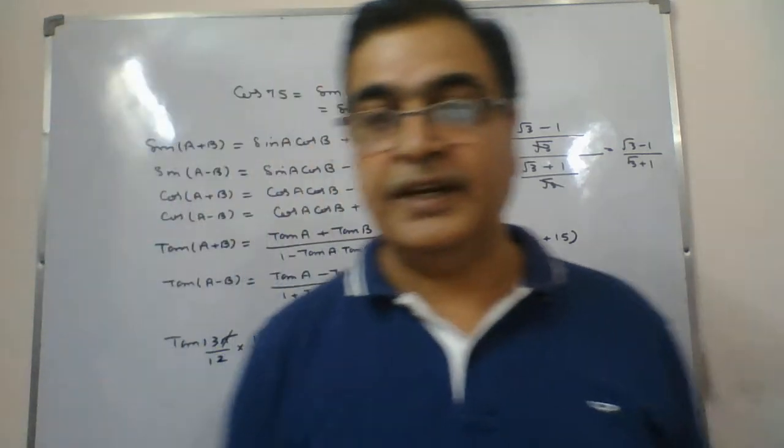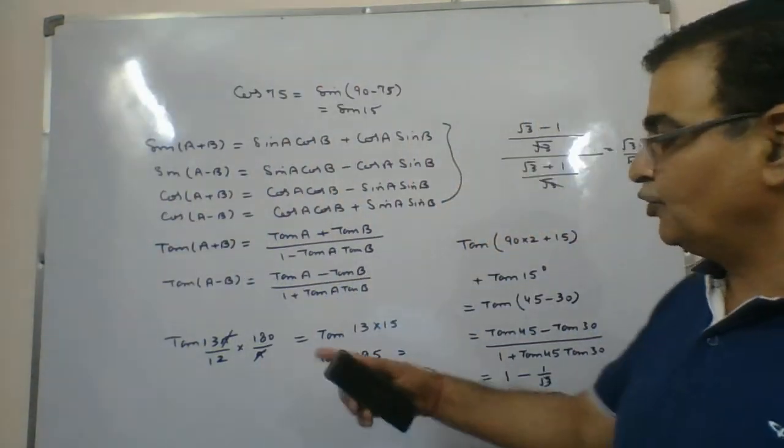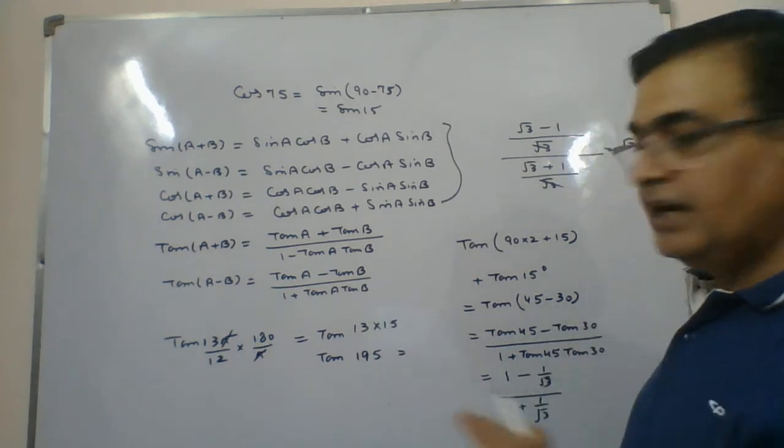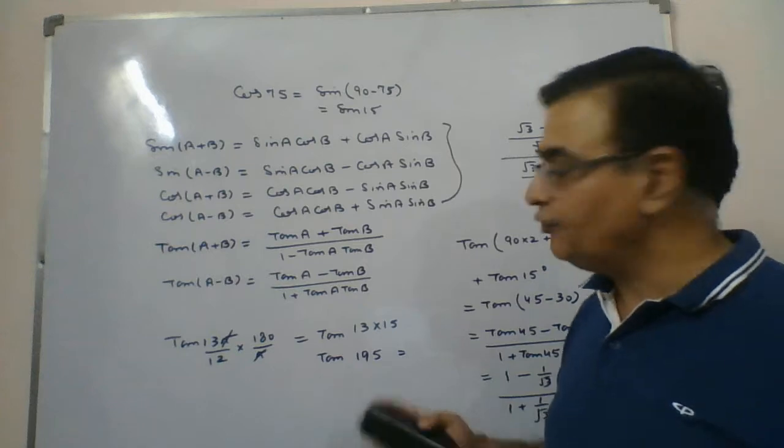Now coming on to the second type of questions. This is the first type of question in which directly the two angles were known to you and you have calculated it, either in the sum form or the difference form.